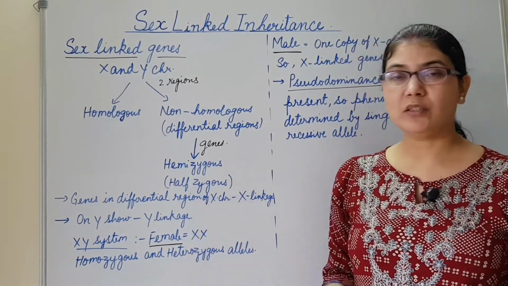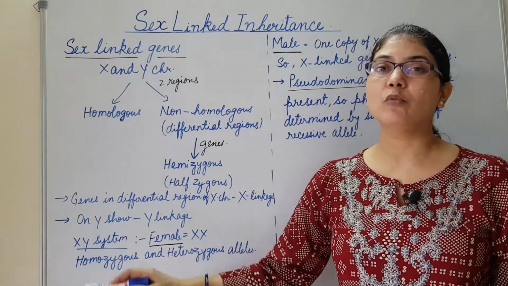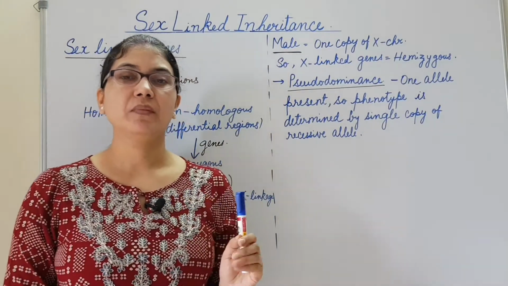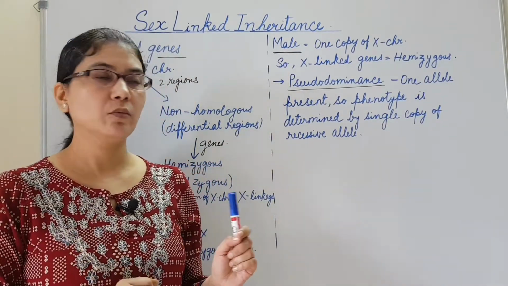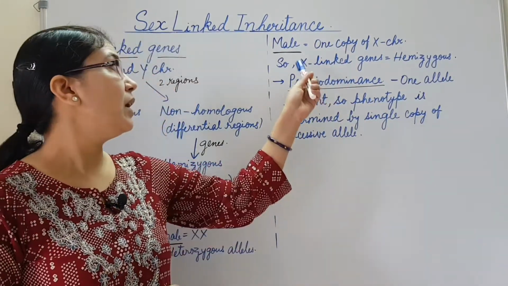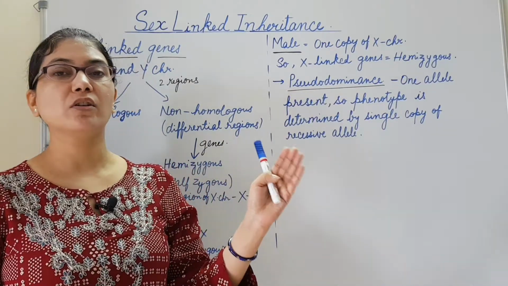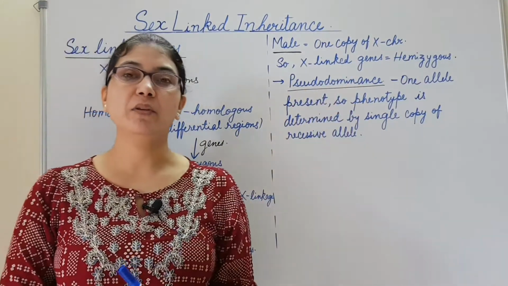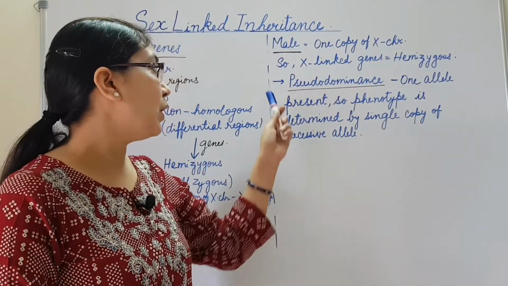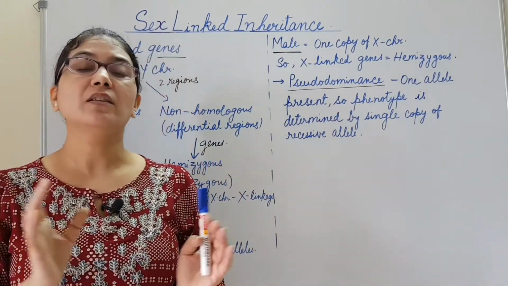That means a pair of X chromosomes is present, so the alleles present on these chromosomes can be homozygous or heterozygous. But if we talk about males, these have X and Y sex chromosomes. So only one copy of the X chromosome is present, and hence the X-linked genes, or the genes present on the non-homologous region of the X chromosome, are hemizygous or half zygous, as discussed earlier. And these genes show the phenomenon known as pseudodominance.